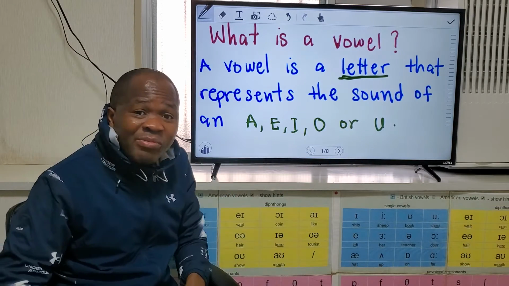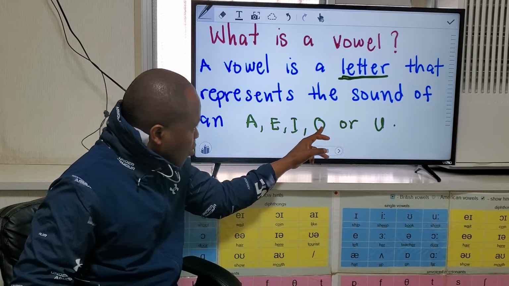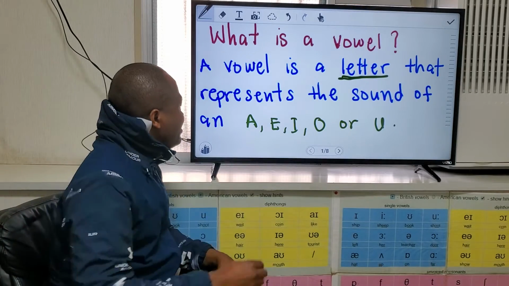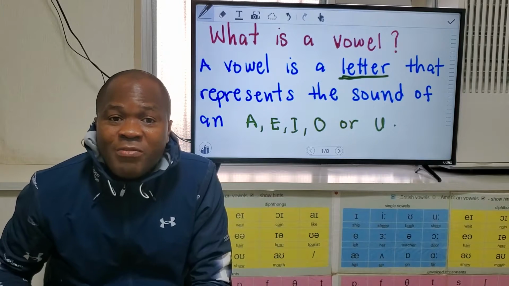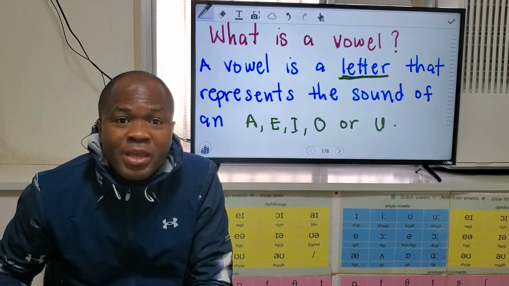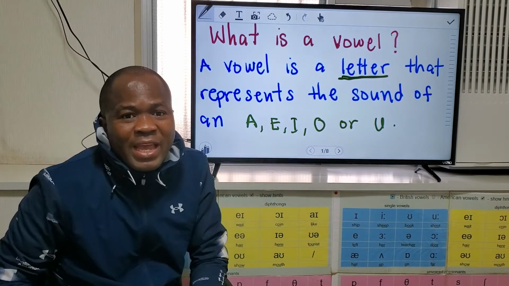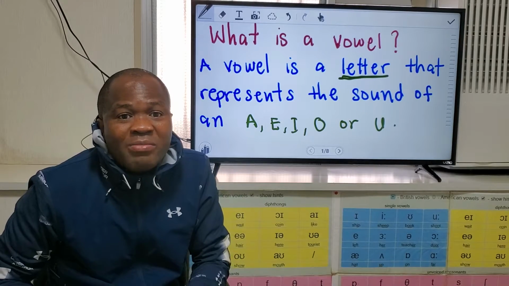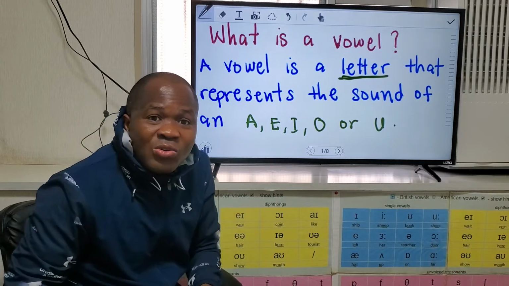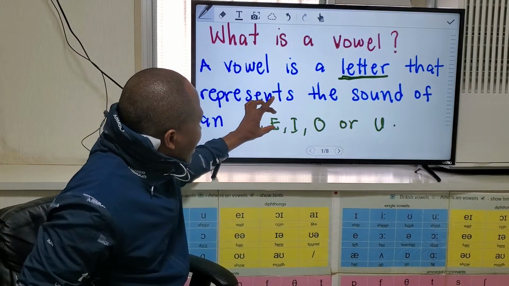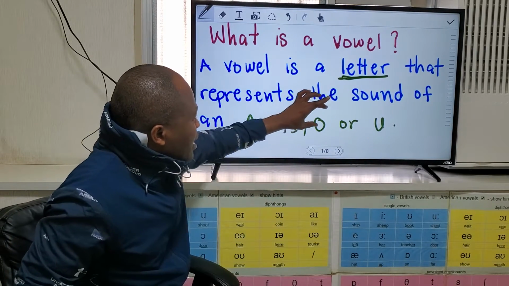So these are the names of the letters A, E, I, O, or U. Whenever we see these letters, it doesn't necessarily mean that they are vowels, but the sound they make. Because sometimes we can have A here, it might not make the A sound. So it becomes a vowel when it makes the sound of A, E, I, O, U, or the long vowel sounds.